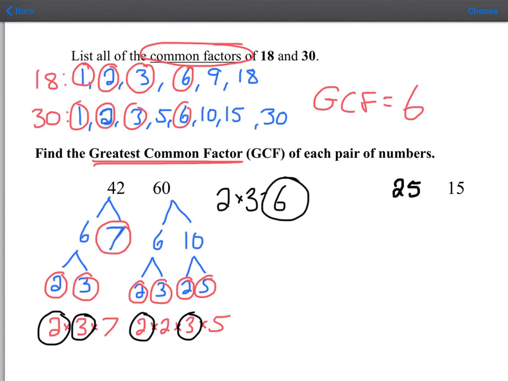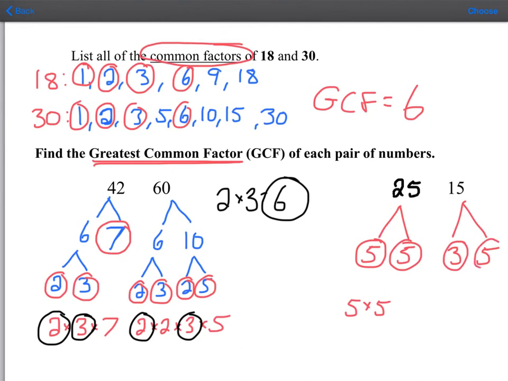So let's try again. Here I have 25. Well, 25 is 5 times 5. 5 and 5 are both prime numbers, so I can't go any farther. And I get 5 and 5 as my factors. For 15, I can do 3 times 5. In this case, both of these trees are going to be pretty short because both 3 and 5 are prime numbers. Now I compare the two lists. What factors or factor do they both have in common? Well, in this case, they each only have a 5 in common. So 5 is my greatest common factor.